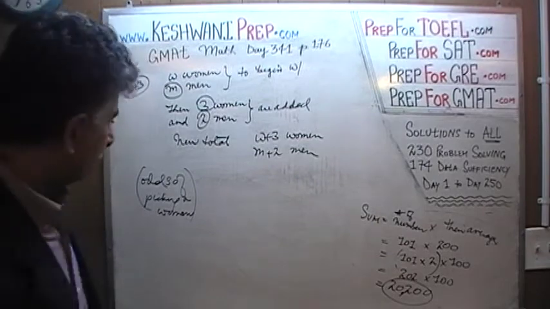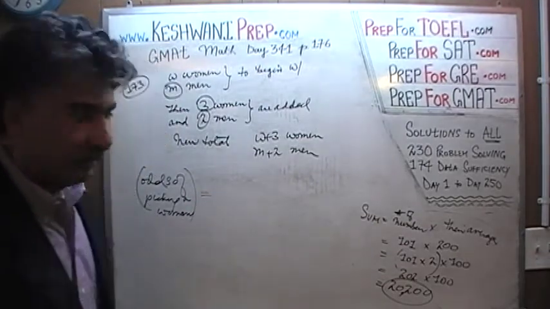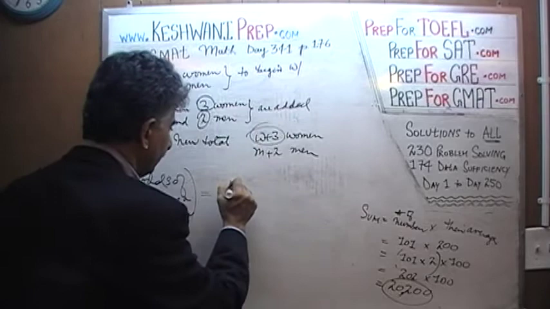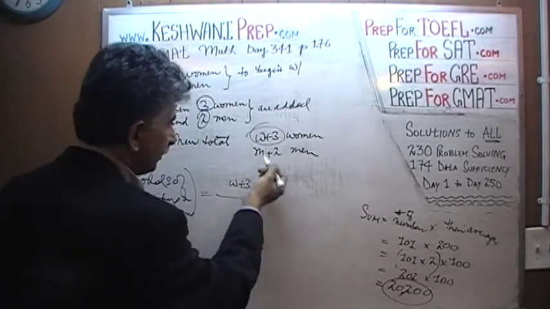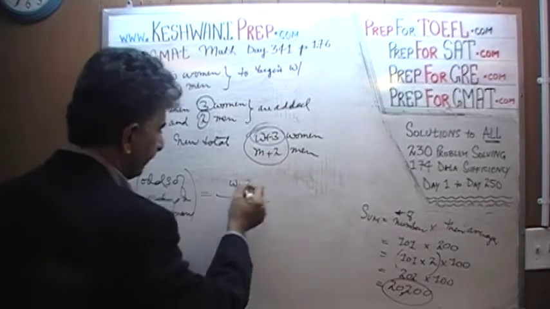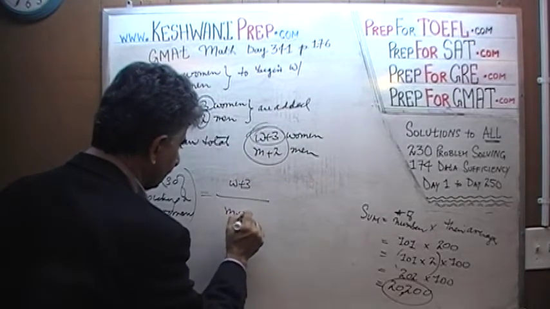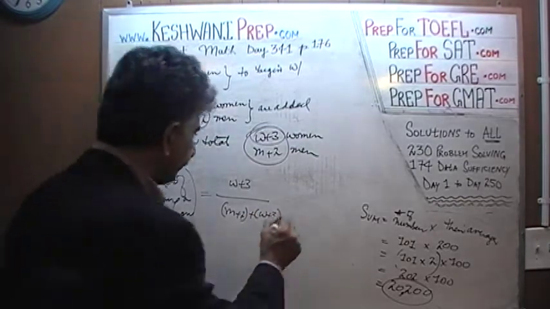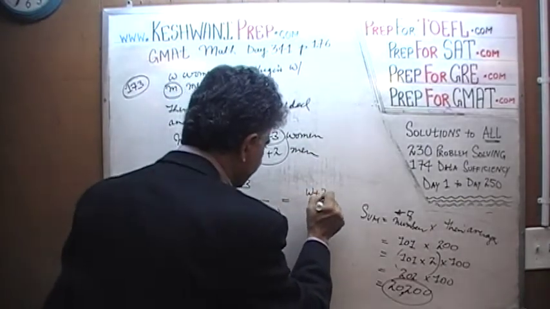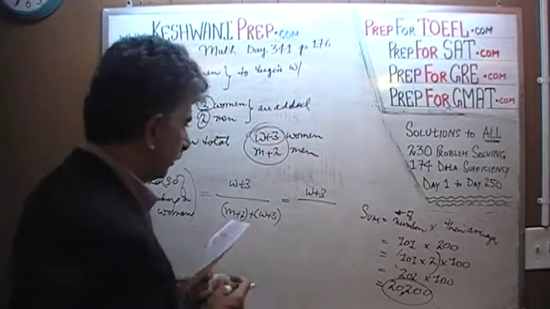The odds of picking a woman at random would simply be the number of women we have, which is W plus 3, the total number of women, divided by the total, which is W plus 3 plus M plus 3. That's it. So W plus 3 is the total number of women.